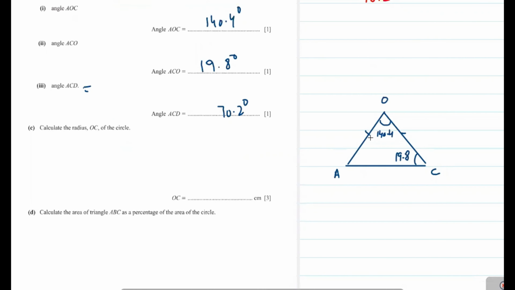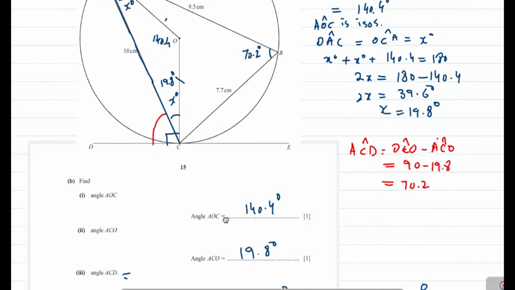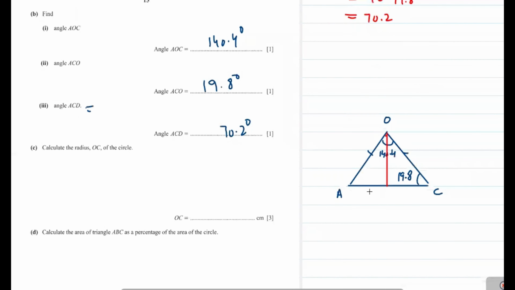Okay. Now this is an isosceles triangle. When we draw a perpendicular, suppose I draw a perpendicular here. This perpendicular will bisect AC, and the AC length you see here is 10 centimeter. Therefore, that becomes 10 centimeter.